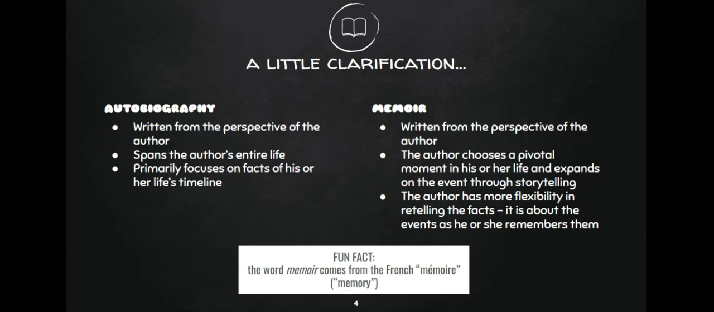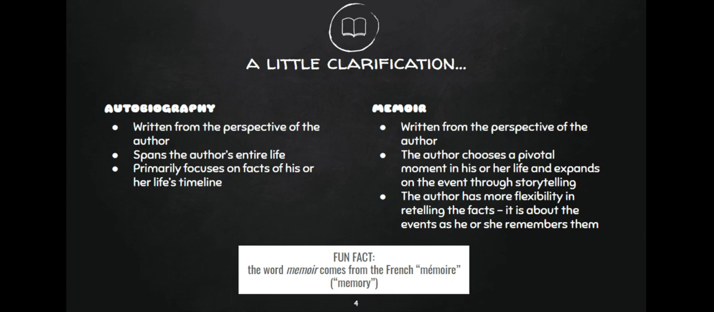Whereas with a memoir, there's a bit more flexibility because it's about the events as he or she remembers them. I'm sure you've had the experience of interpreting an event differently than someone else who experienced the same event. So there's flexibility because the facts that are getting retold are being retold through the lens of the author.